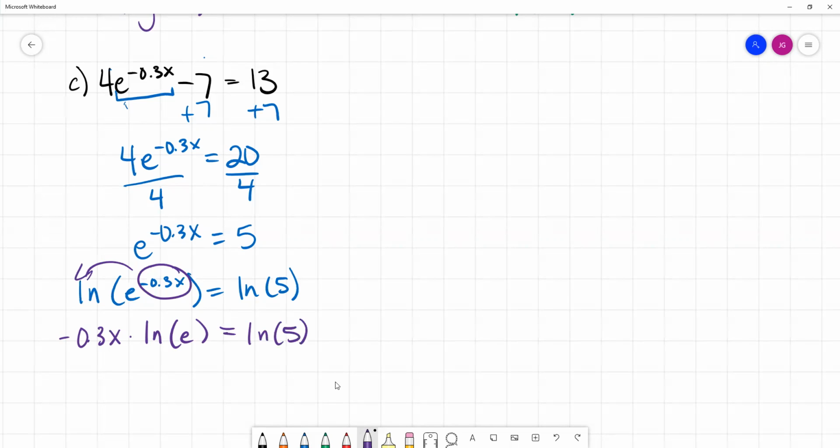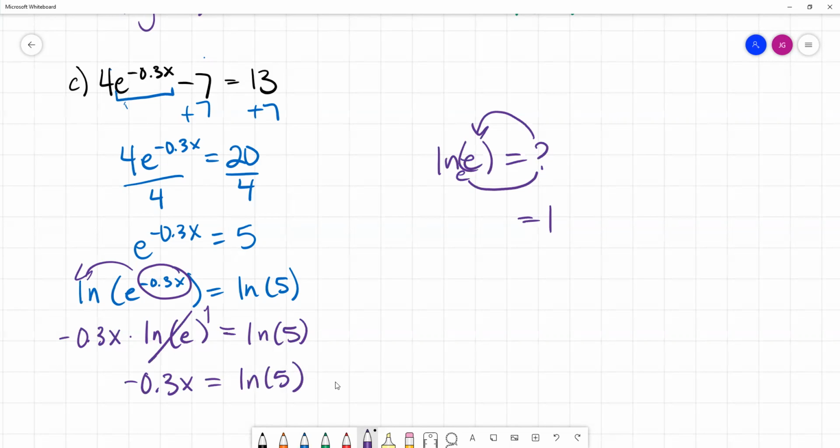What is the natural log of e? Okay, well, if you're ever in doubt, how do we evaluate a logarithm? What's the base here? e. e to what power is equal to e? e to what power is equal to itself? It's just 1. This is equal to 1, right? So I have negative 0.3x times 1. So then all I have here on the left now is just negative 0.3x, because anything times 1 is itself.